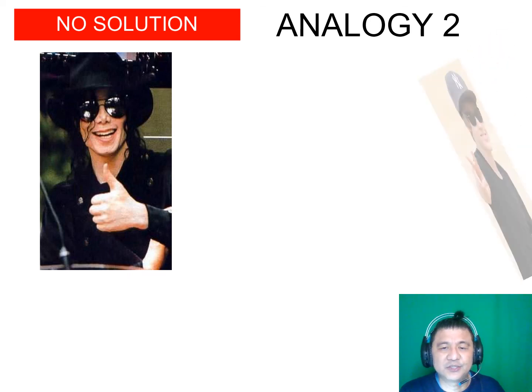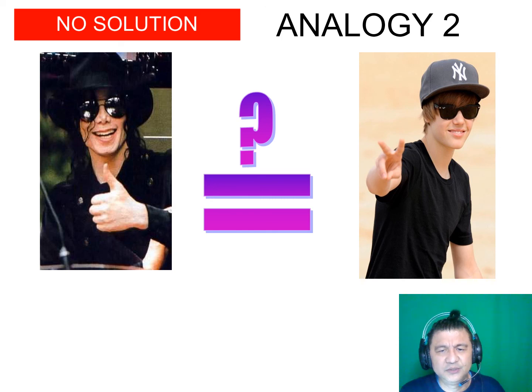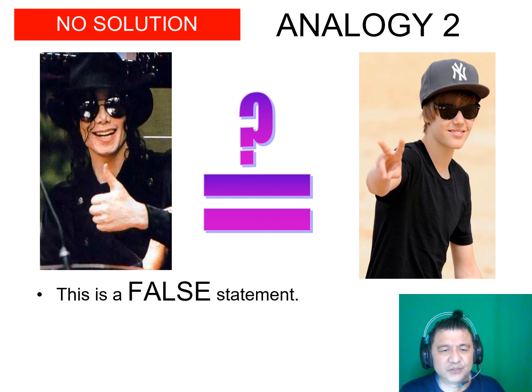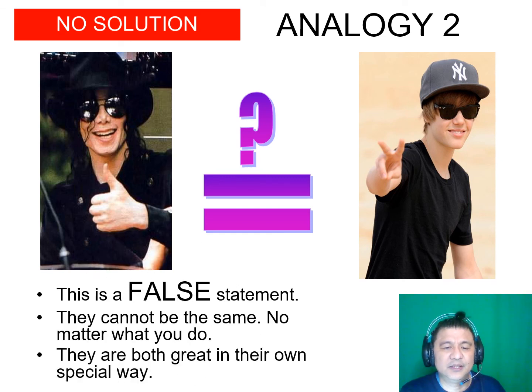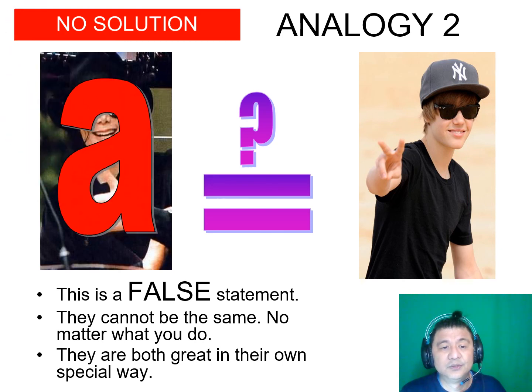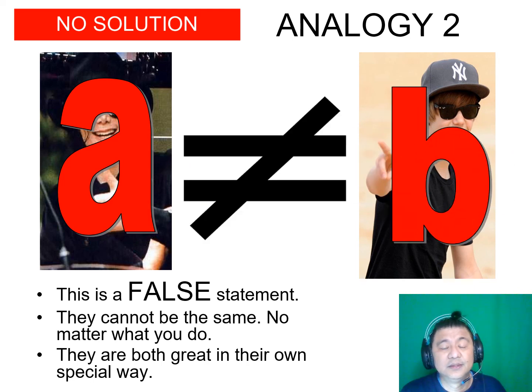So Michael Jackson, you're comparing it to Justin Bieber, right? Are they equal to each other? No way. They're different people. So this is a false statement. The left side is different from the right side. They cannot be the same. Okay? They are both great in their own way though, but they're not the same. So when the left side is A and the right side is B, and they're not equal to each other, that's the clue for you to say that there is no solution.